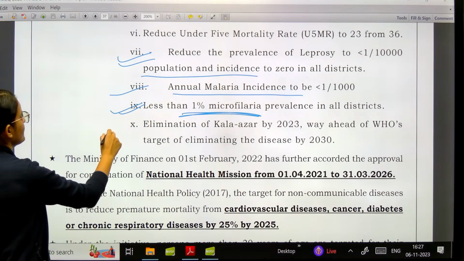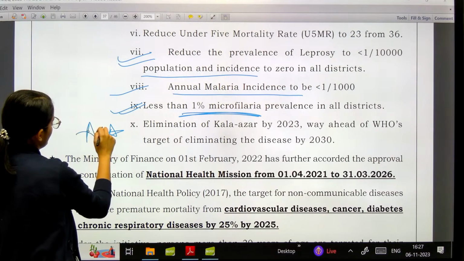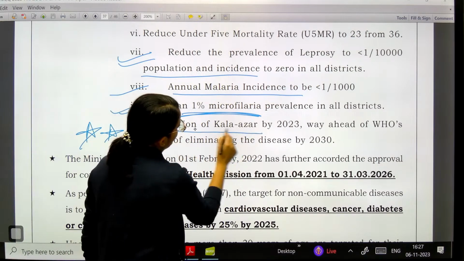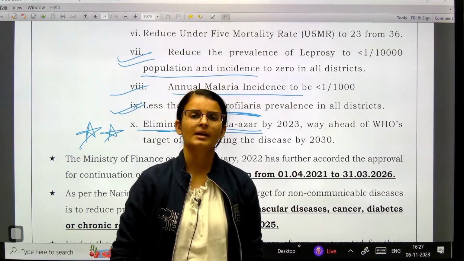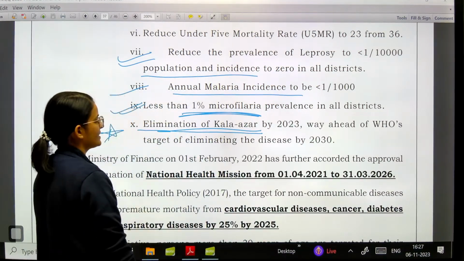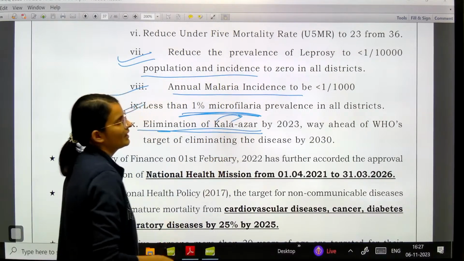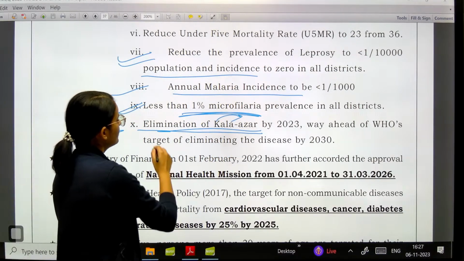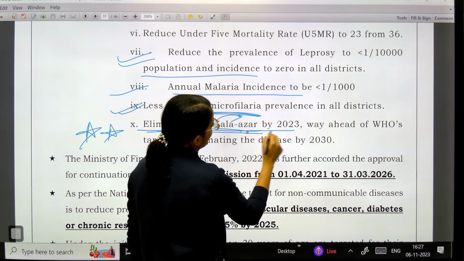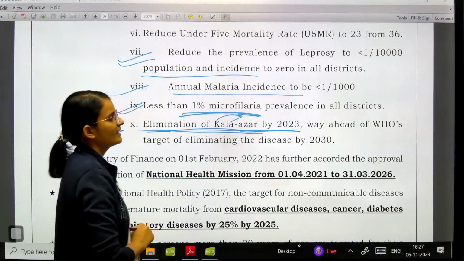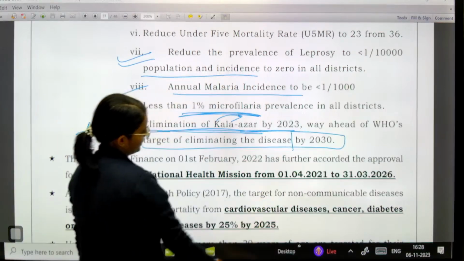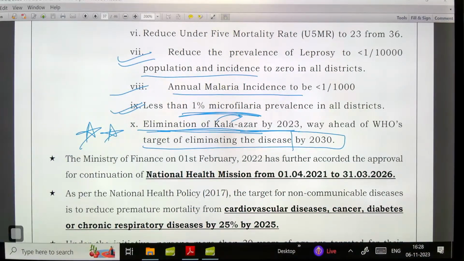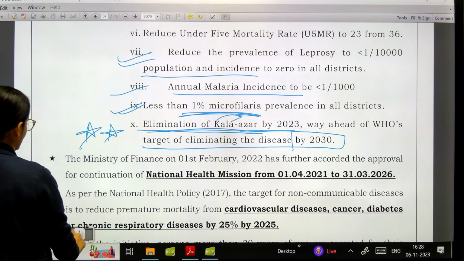And elimination, this is very important because it was in news continuously. Elimination of Kala Azar. Kala Azar is caused by basically a sand fly bite, and it is a tropical disease basically found in tropical and subtropical regions. So the target of India is to eliminate it by 2023, way ahead of WHO's target of eliminating 2030, okay. So target of WHO is 2030 and target of India is to eliminate Kala Azar by 2023.